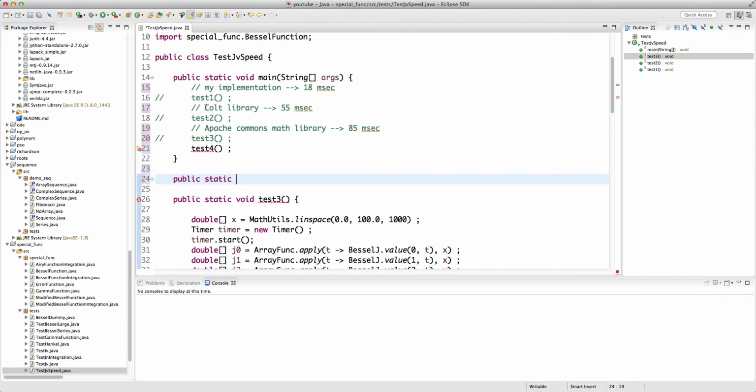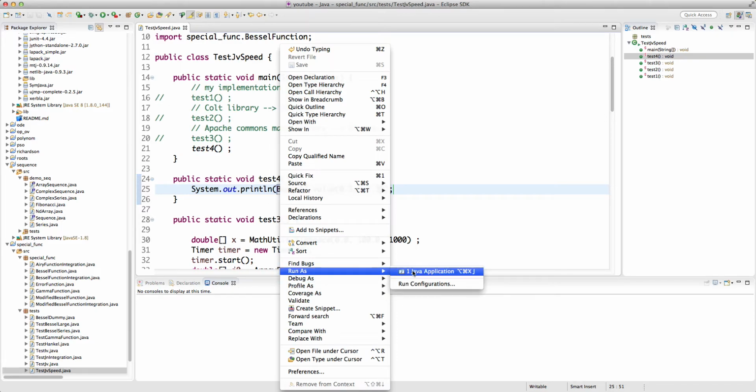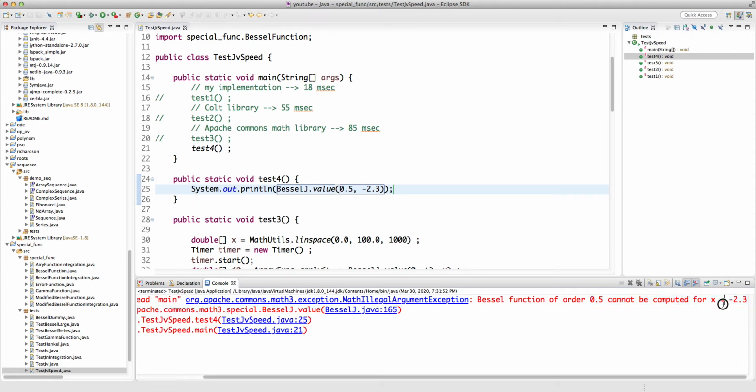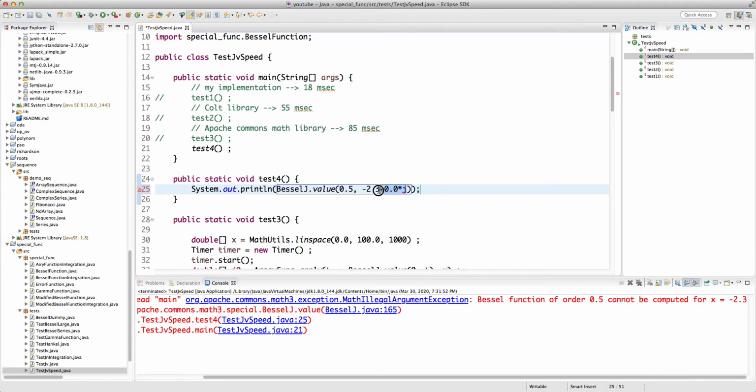Let's see what happens. We saw that Colt doesn't support non-integer orders, but Apache does. So let's see what happens if the Bessel function tries to become complex. So BesselJ.value, if it's a non-integer order but then x becomes negative, what happens? It returns an exception. The Bessel function cannot be computed for x equals minus 2.3. And there was no support for passing it as a complex number so that we can evaluate it.